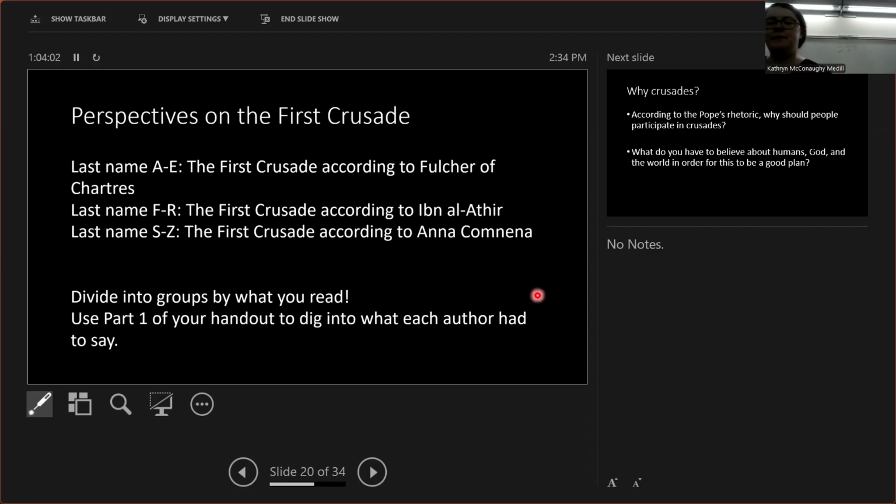All right, second group. The second group read an account of the First Crusade according to an Islamic historian, Ibn al-Athir. He was part of the Second and Third Crusades, part of the train of Salah ad-Din. So he's not an eyewitness to the First Crusade, but he's writing an account of the Second and Third Crusades, and he wants to fill in what happened during the First Crusade. Okay? So those of you who read this one, why does he describe the First Crusade as happening? According to him, why is this happening?